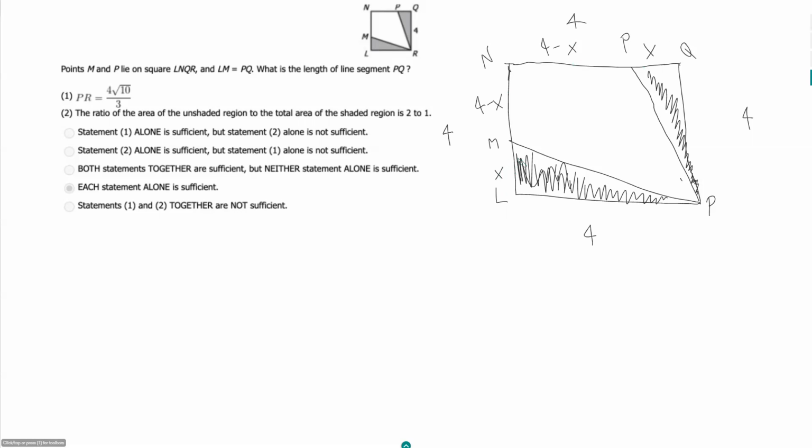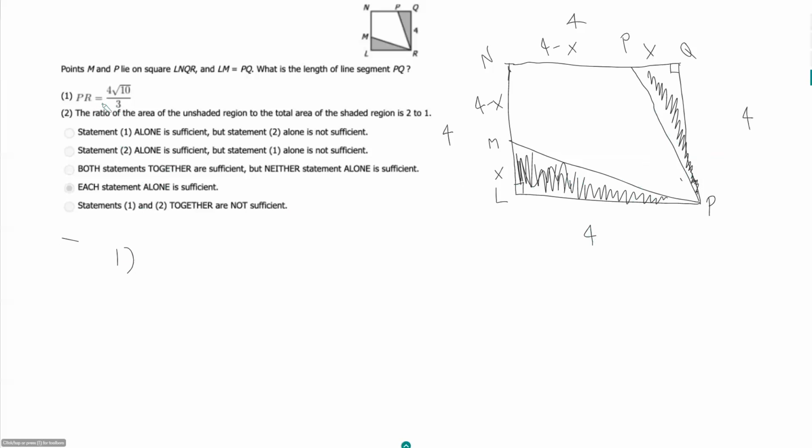So a couple things. What else do I notice from the prompt? These two triangles here are both right triangles because the edges of my square are right angles. And so if they have the same two legs, 4 and x, their hypotenuse should also be the same. So these two triangles are literally equal to each other. They're equivalent triangles. So let's see if that is helpful.